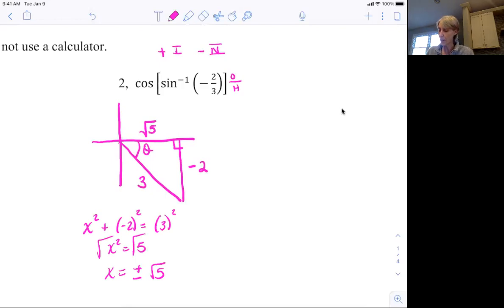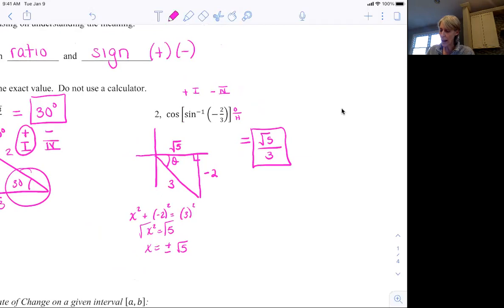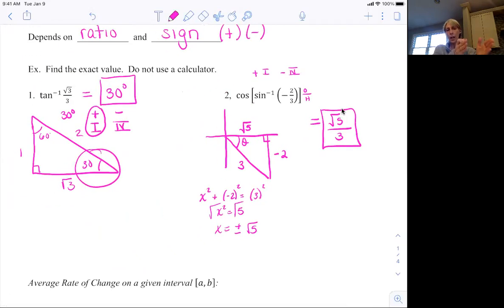So if I want to set up the cosine of this angle, all I have to do now is work off of my triangle. The cosine of this given angle here is going to be adjacent over hypotenuse, or radical 5 over 3. Okay. So I went back and I reviewed an example of something that you work off the triangle, an example of something where you have to come up with your own triangle.